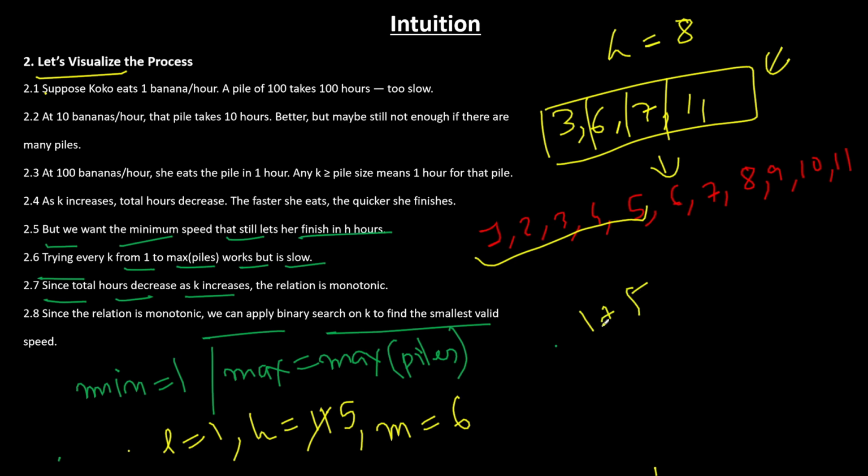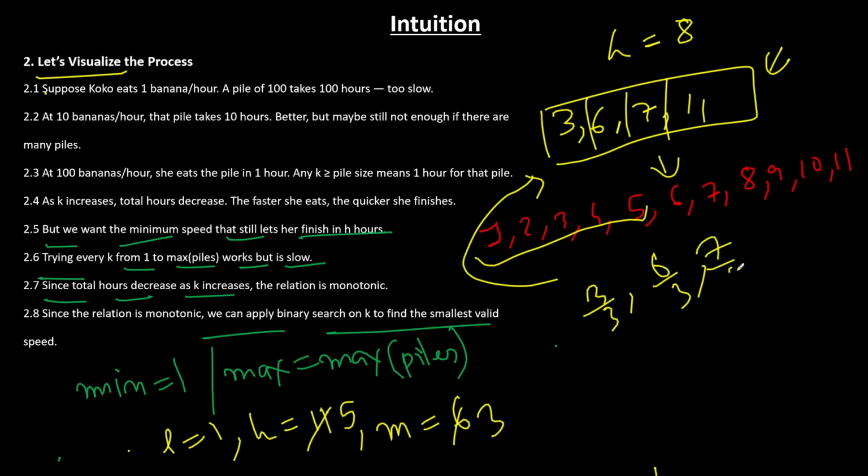So 1 plus 5 divided by 2, it's 3, right? So our mid will become 3 now. So what we will do? Now we'll go back here and iterate the complete array. 3 divided by 3, 6 divided by 3, 7 divided by 3, 11 divided by 3. It's 1, it's 2, it's how much? It's 3, it is also 4. Okay, so it sums up to 7, 8, 9, 10, right?